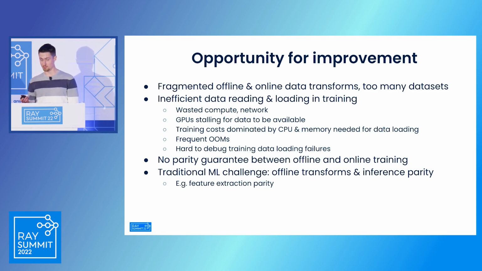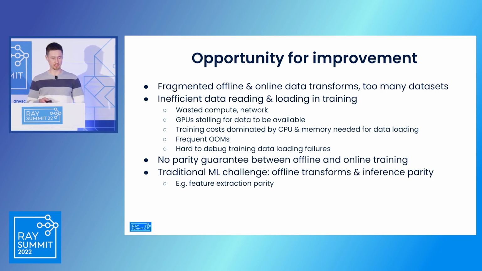And of course, there is the more traditional machine learning challenge of parity between offline transformations in general, that either happen as a preprocessing stage before training or during training, and online inference transformations. For example, feature extraction parity. So these are our areas for improvement.